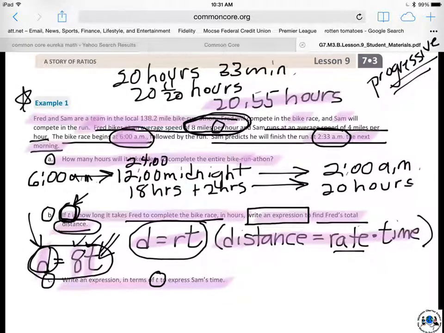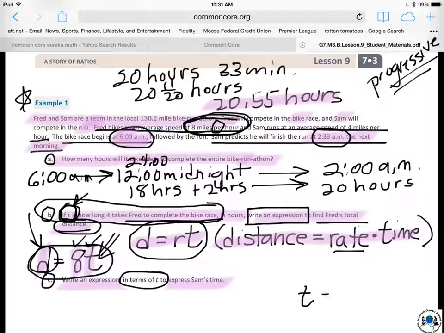When we say in terms of t, we've already assigned t to Fred's time. Remember up here in B, t is how long it takes Fred to complete the bike race. So we know that Fred is t, and then equals, this is going to be Sam's time over here. Actually, we're going to write an expression, not an equation right now.